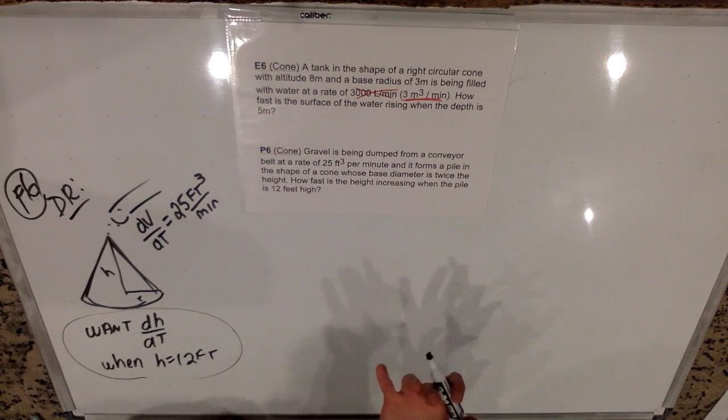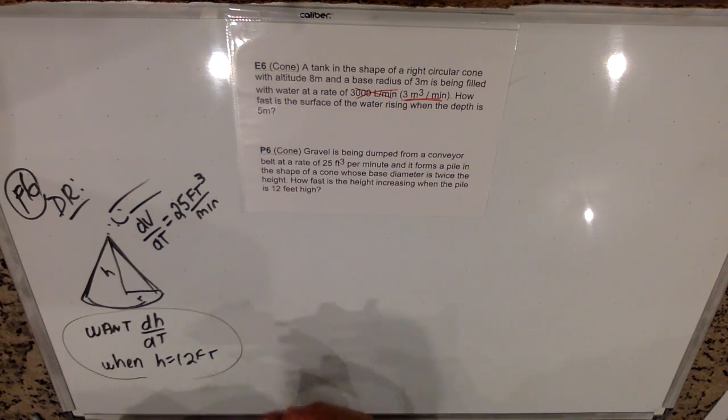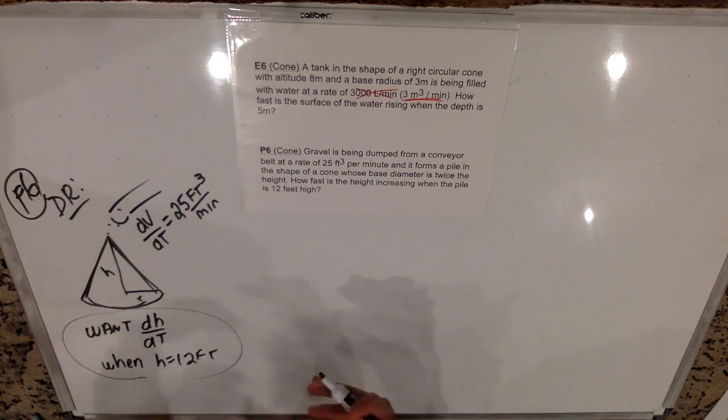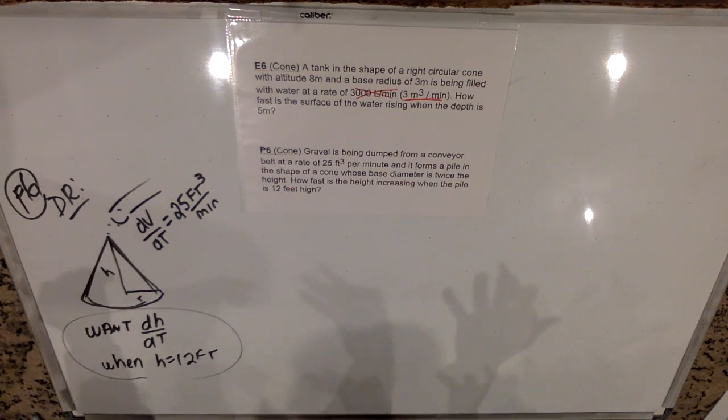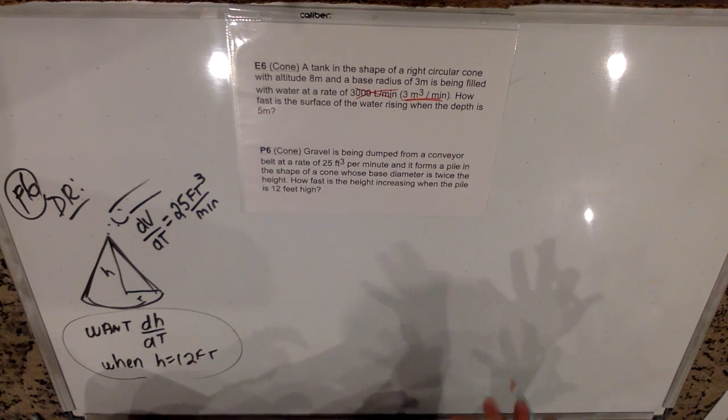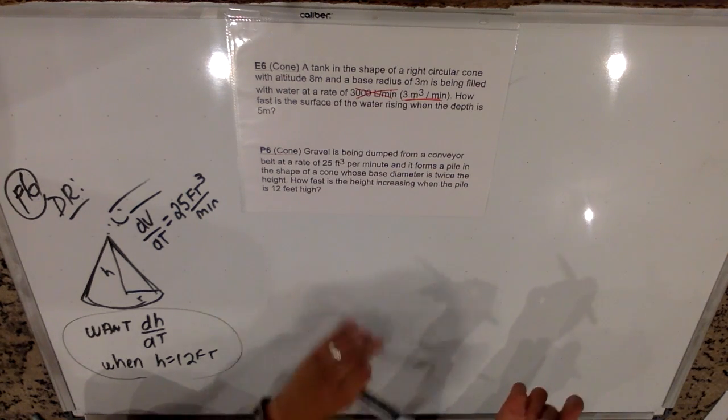You can't get an auxiliary equation from similar triangles because there is no internal other triangle. You're not filling this. This isn't a fixed shape of a cone that's getting filled up with something. This is a cone that is just a pile of gravel. The whole pile gets bigger. Because of that, when you have a problem like this, they're usually going to give you some sentence in the problem that actually tells you what the auxiliary equation is.